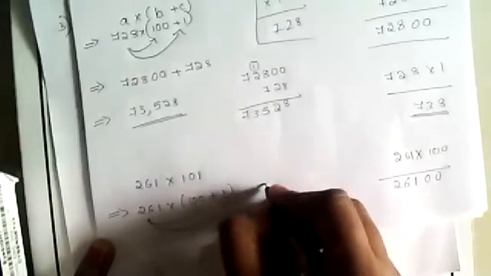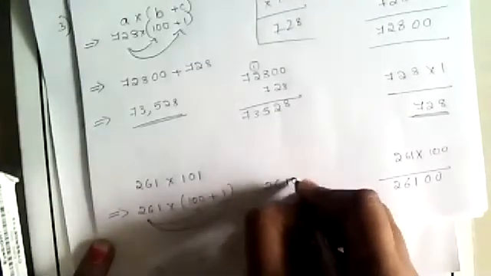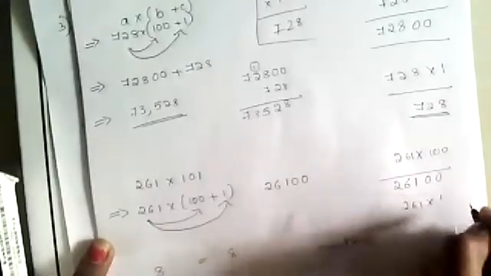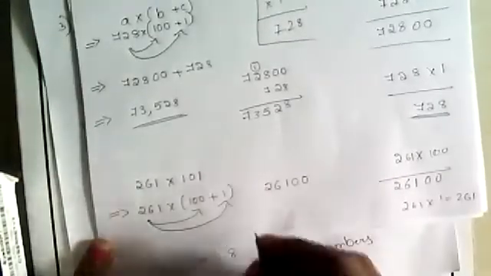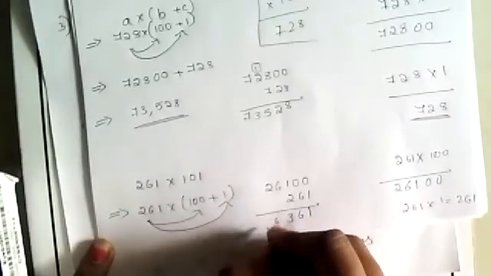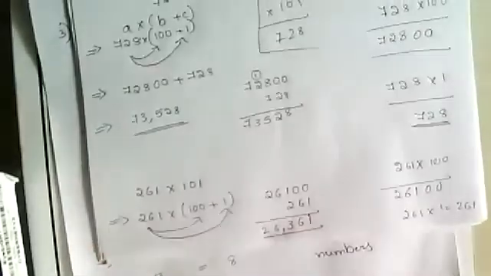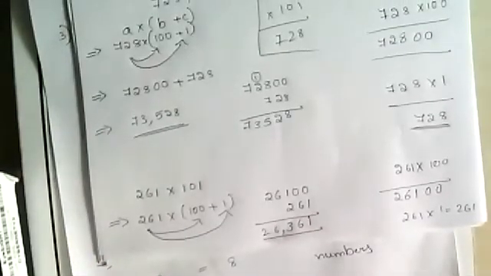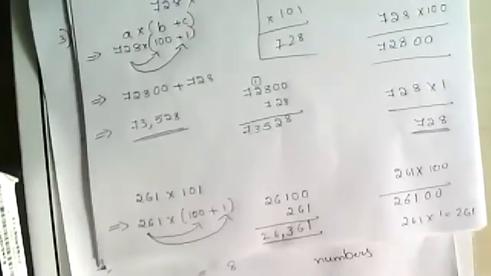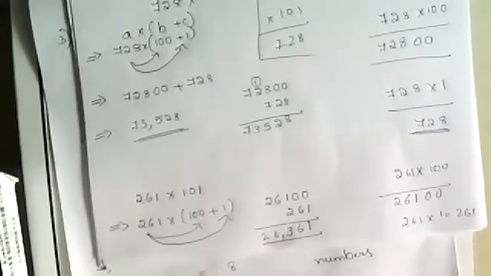So what I got is 261 and 2 zeros, and next 261 into 1, so the answer is 261. I'll add 261 here: 1, 6, 3, 6, 2. So what is the answer? 26,361. See here, multiplication is easy, but addition is even easier than multiplication. So we are using the distributive property to find the sum.